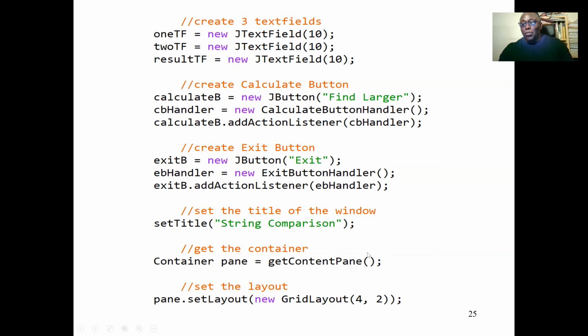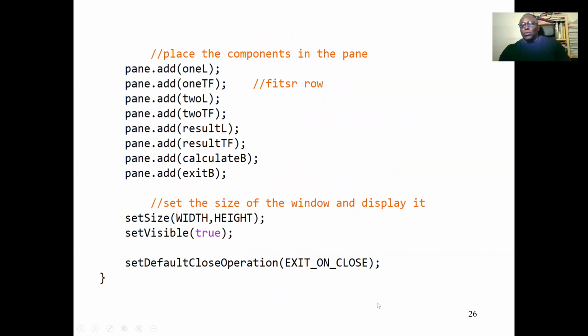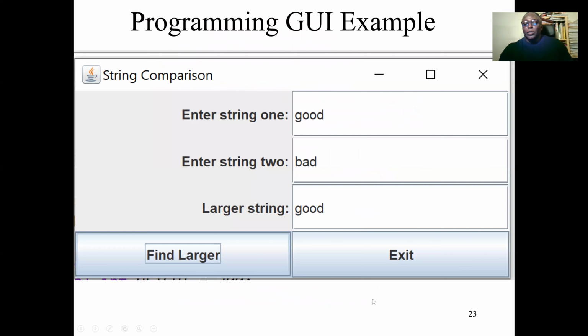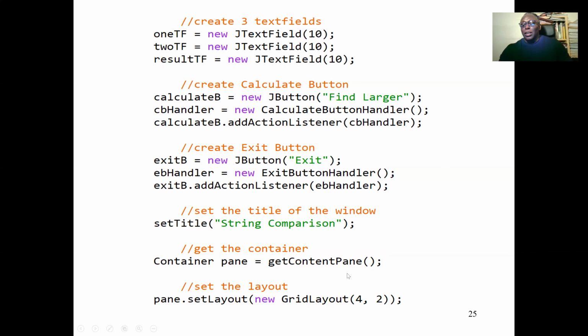So we have container pane equal to getContentPane. Then after that, now we have our pane, we have our elements, everything. We set our layout, how we are going to lay the items on there. So it will be 4 rows and 2 columns. So now we are saying pane, which is our container class object, pane.setLayout, the method setLayout. New GridLayout is 4 rows, 2 columns. So we can see, let me go back 1 second more. So we can see that here we have 1, 2, 3, 4, and 1, 2. So 4 rows and 2 columns using the GridLayout method.